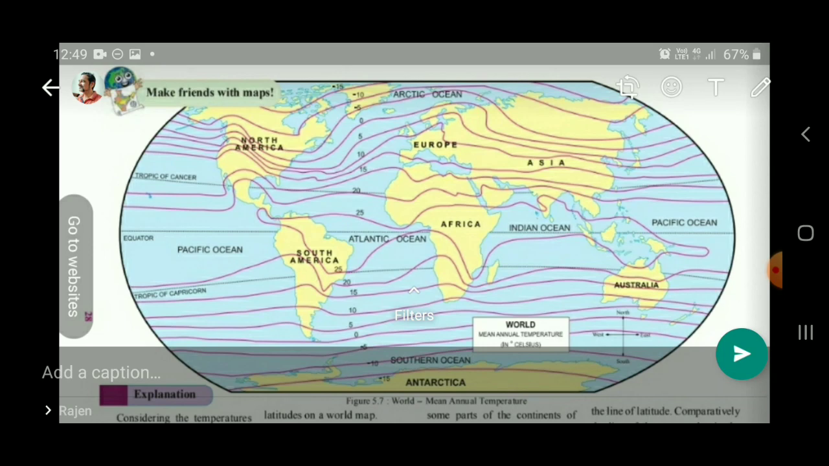Let us read the explanation. Considering the temperature of various places on the earth, maps of global distribution are prepared. Figure 5.7 is drawn with the help of isotherms.